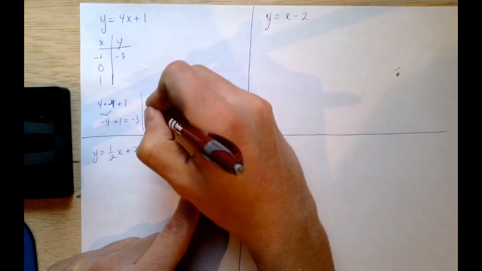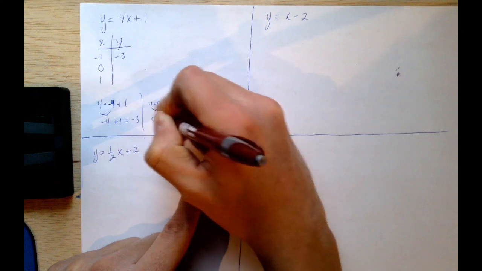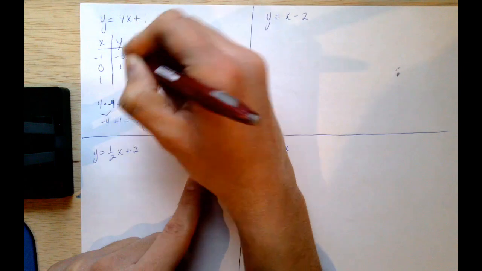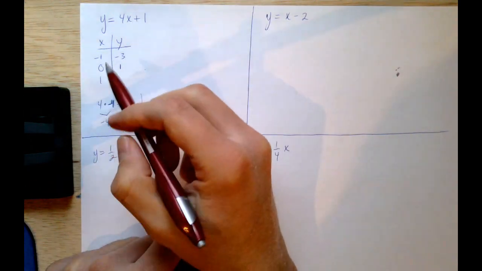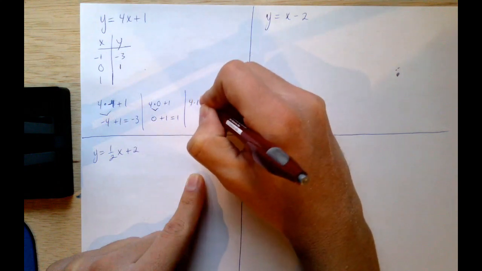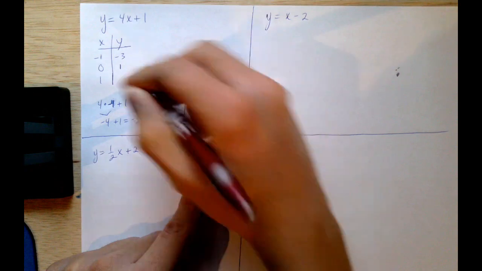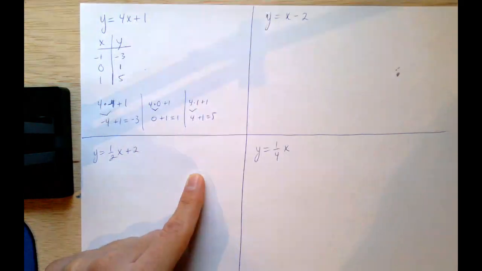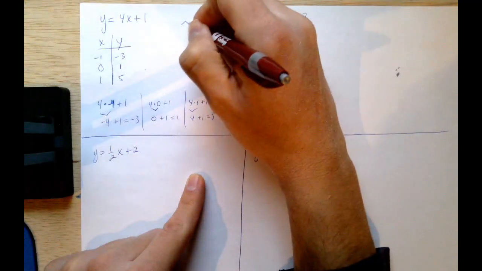0 is an easy one. 4 times 0 plus 1. So 4 times 0 is 0, plus 1, which is +1. So whenever I plug in 0 for x, my y becomes 1. I'm going to move on to +1. 4 times 1 plus 1. So 4 times 1 is 4, plus 1, which is 5. So whenever I plug in 1 for x, I get 5 for my y. I have an x, I have a y. These are ordered pairs. I can now graph them.